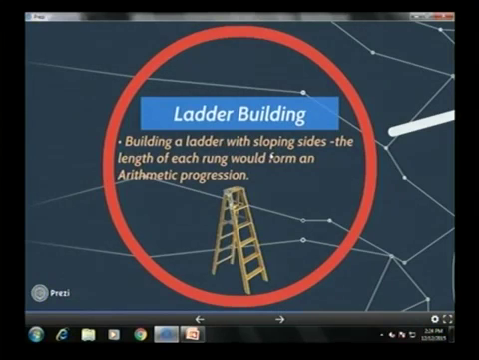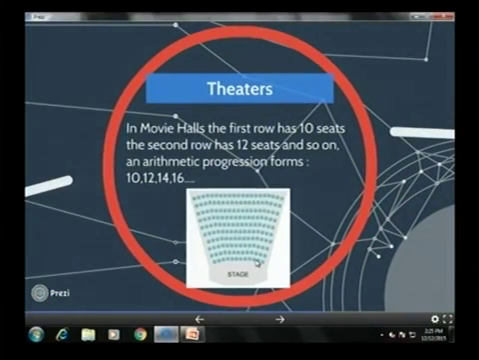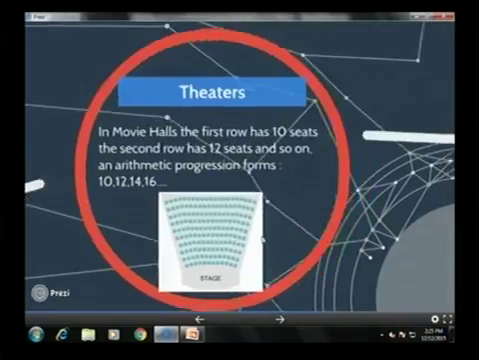And can you see the ladder building? Yes, in a ladder with sloping sides, the length of each rung would form an arithmetic progression. So, building of a ladder is also an arithmetic progression. And then, can you see the chairs of the theatres? Yes, in movie halls, the first row of the theatre has 10 seats and then the second row 12 and so on, then 14, 16, 18 and so on. So, this also comes under an arithmetic progression.